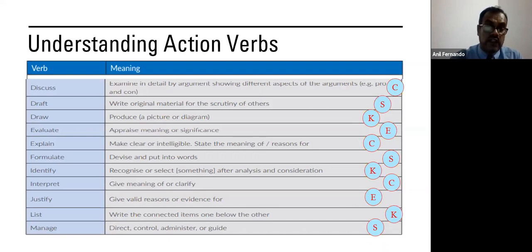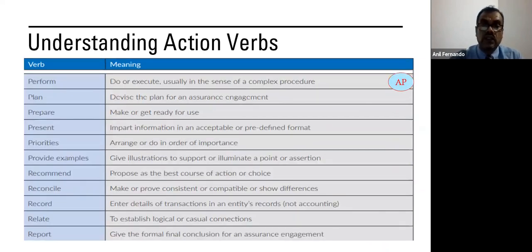Manage, direct, control, administer, or guide. That is higher order level. Perform. Then the application level. Some of these were already discussed, so I can skip. Planning, maybe in auditing or assurance subjects, you may have to plan your audit, then devise the plan for an assurance engagement. So straightforward. Prepare, make or get ready for use. That is application. Prepare an account, a schedule, or any other thing. Just preparation, nothing else.